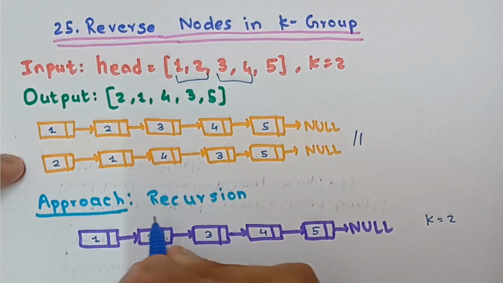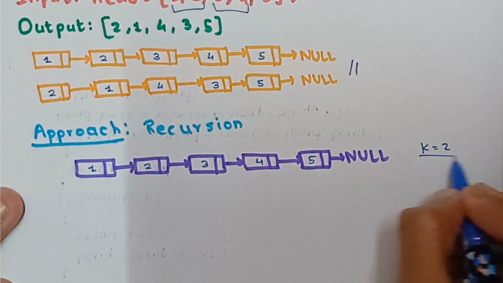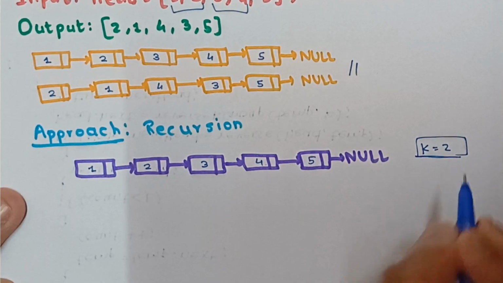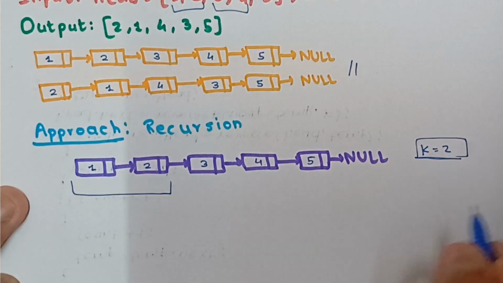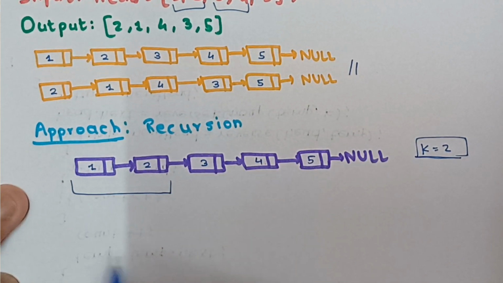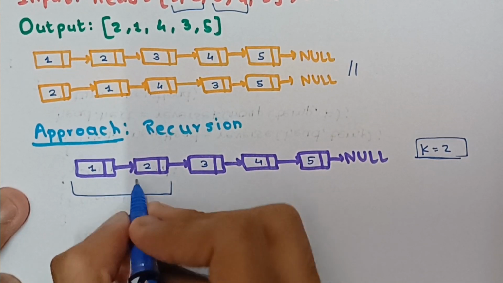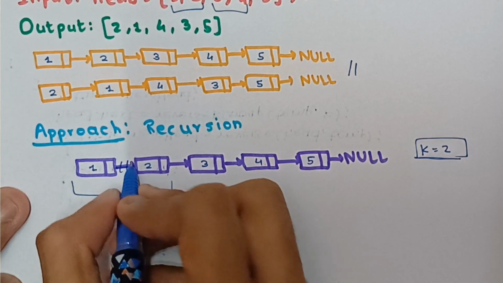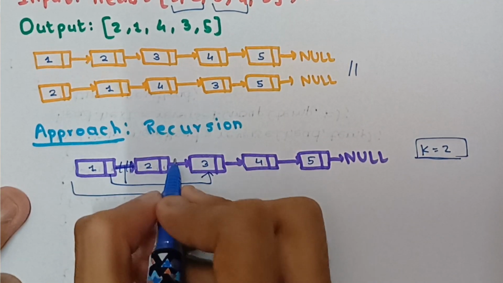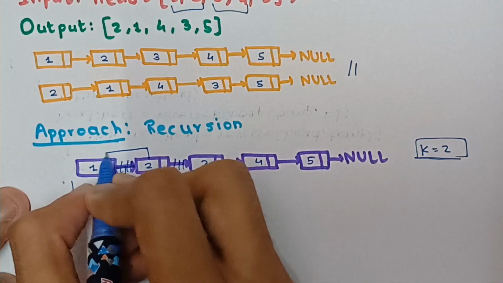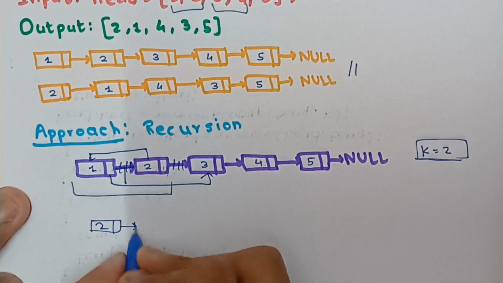The approach is recursion. We have to perform the recursion on the linked list. Here k is given as 2. What we have to do is take the two nodes, meaning k nodes. If k is 3, then the nodes will be 3. We have to reverse them in order. So we will cancel out this link, and we will link 1 to the third node. And we will cancel out this link and link 2 to the first one. So it will look like 2 and 1.